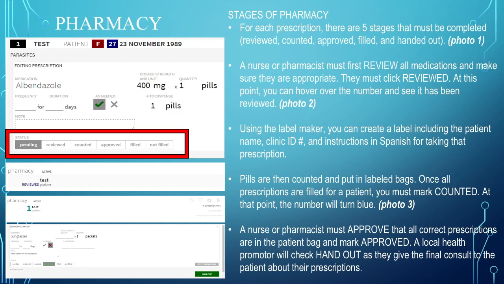What students and general volunteers do on our trip is they take the prescriptions once they're filled by the pharmacist or the nurse, and they use the label maker to create a printed label for the patient that includes their name, their ID number, any instructions in Spanish for taking the prescription, and the expiration date. And we'll get into what the labels look like in just a few moments. The general volunteers also then count the pills and put the pills in labeled bags. Once all the prescriptions are filled for a patient, you can mark counted, and at that point their number will turn blue, and they'll move on to the next phase.